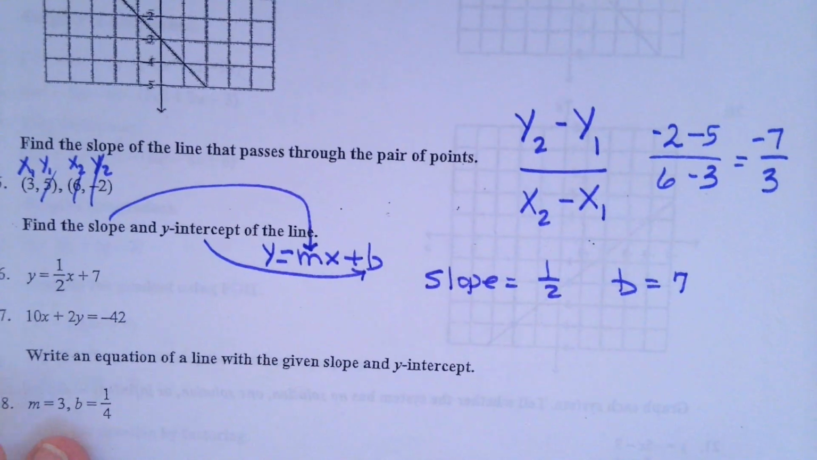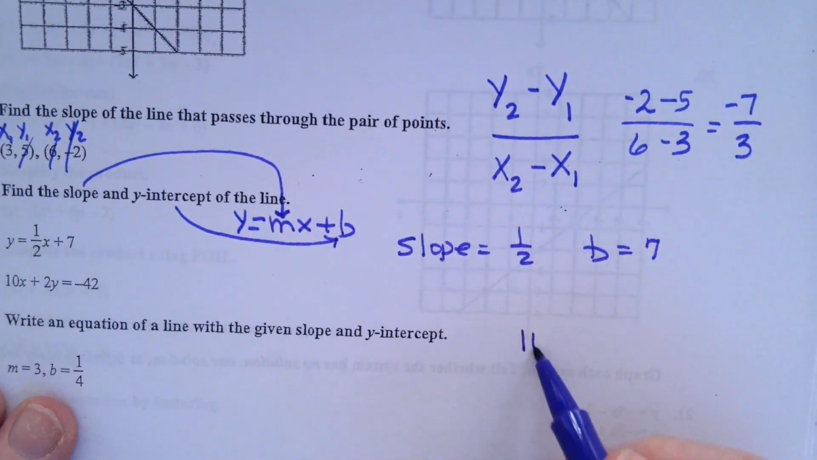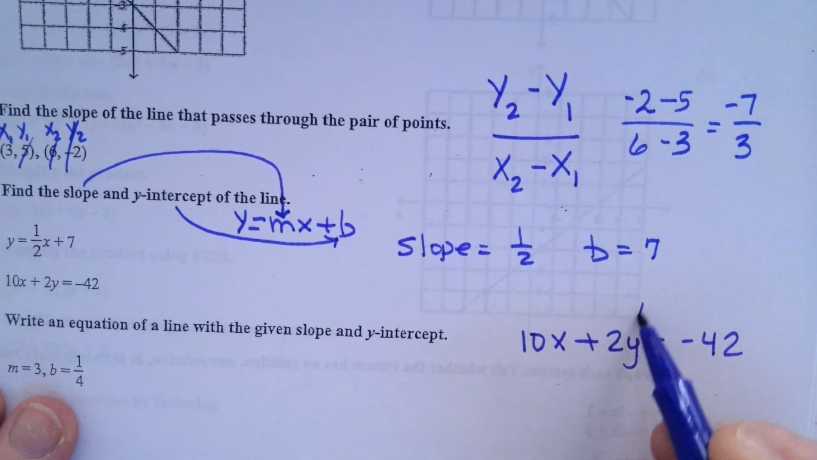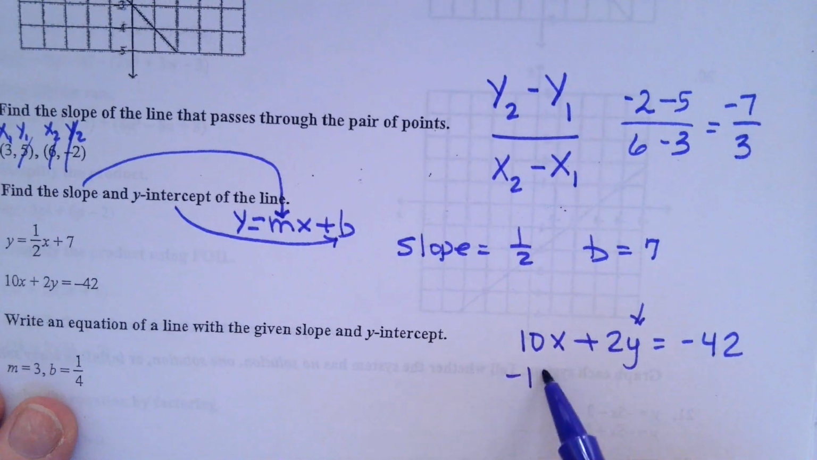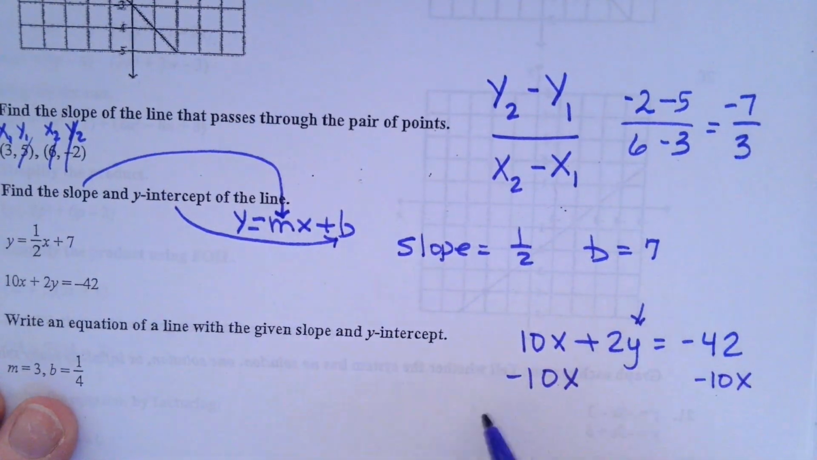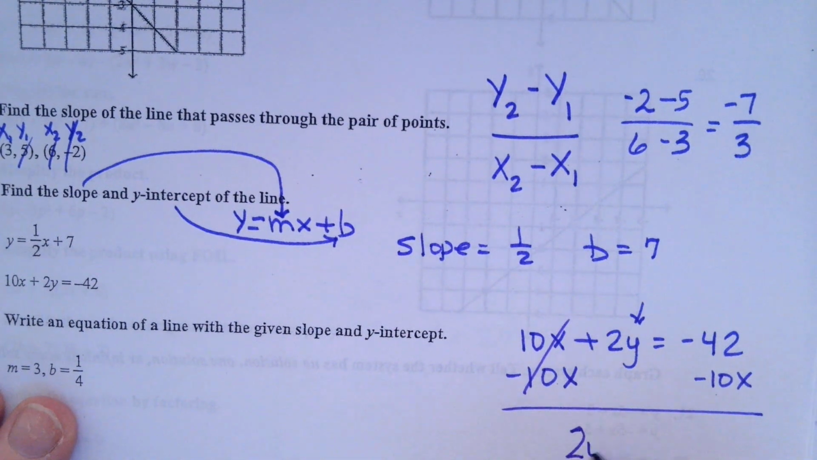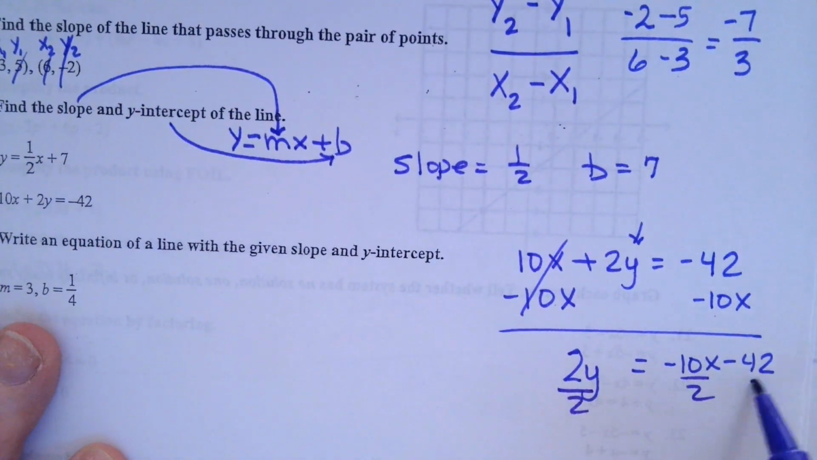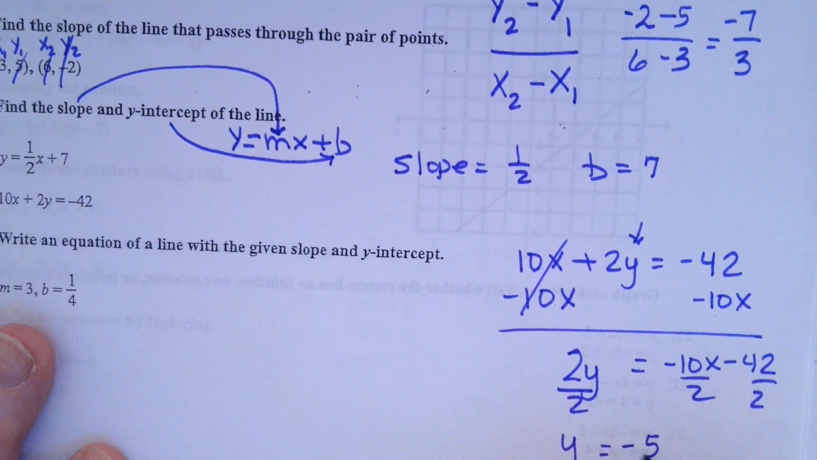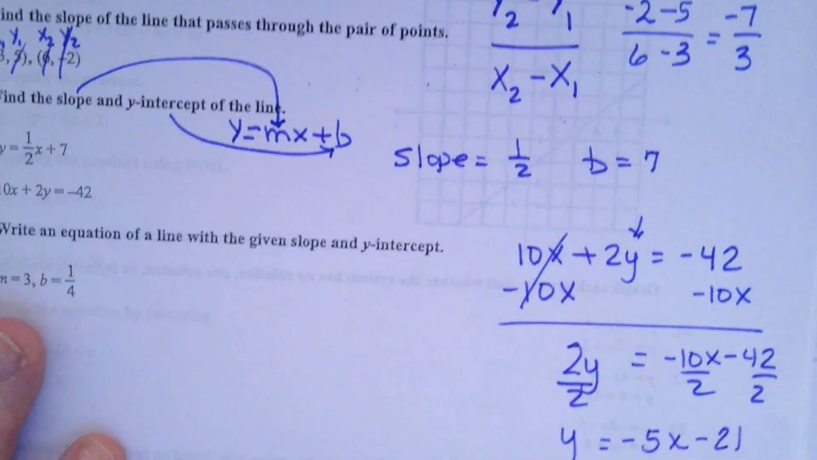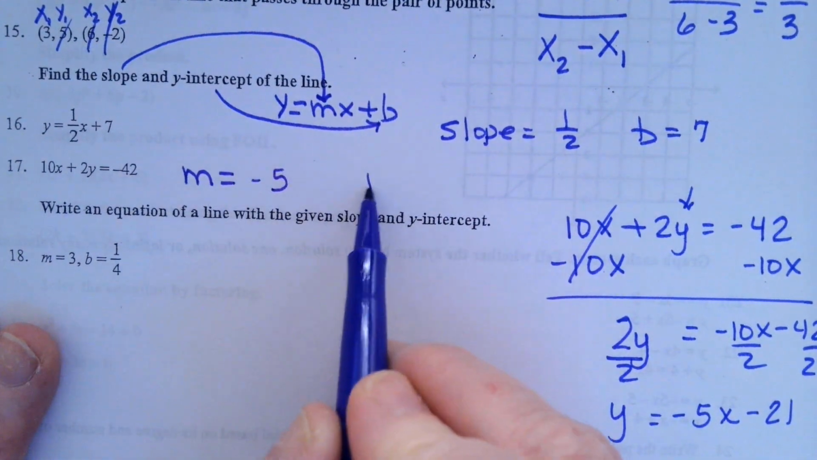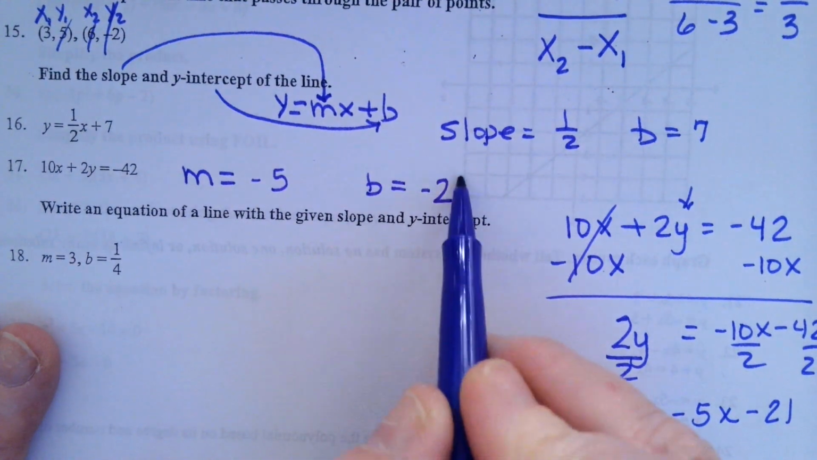In 17, we have to do a little work. Our problem says 10x plus 2y is equal to -42, and we need to solve for y. So we're going to subtract 10x from both sides. Now you really don't subtract. What you really do is you're going to have 2y equals -10x minus 42. Divide through by 2. Y equals -5x minus 21. So our slope, our m value, is -5, and our b value is -21.